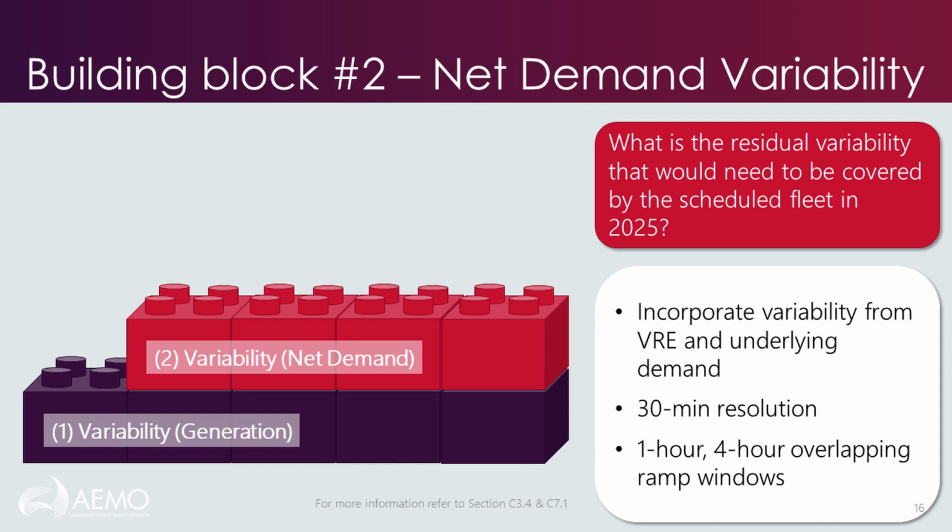Just looking at variability from VRE is interesting, but it doesn't tell us the whole picture about the system. So the next step for us was to incorporate variability from underlying demand with variability from VRE. This is a concept we call net demand in the report. It gives us an idea of the residual variability that would need to be covered by the scheduled fleet in the NEM. The way we've assessed this also assumes that the aim is to allow full utilisation of wind and solar farms that are being built across the NEM out to 2025. So if the wind and solar have energy available, it's assumed to be used in the system.